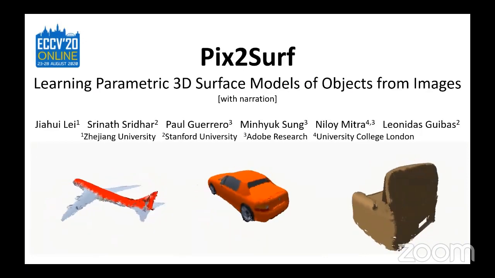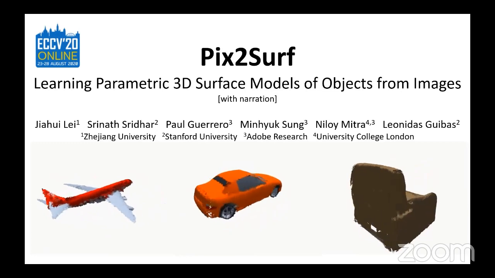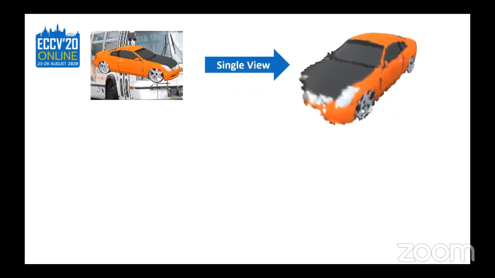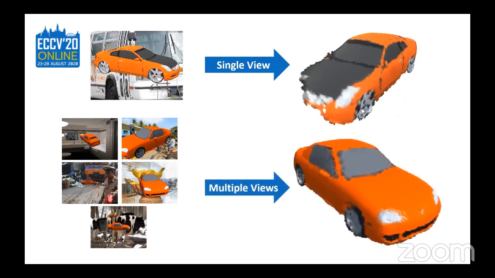We present Pix2Surf, a method that learns to generate a continuous parametric surface model of objects from one or more images. Given a single view of an object, our goal is to reconstruct a continuous 3D surface for the visible parts of the object. Given multiple views of an object, we aim to reconstruct a continuous 3D surface that is consistent across views. Even with multiple images, this is a challenging problem when camera baselines are large or lighting and occlusions are inconsistent across the views.